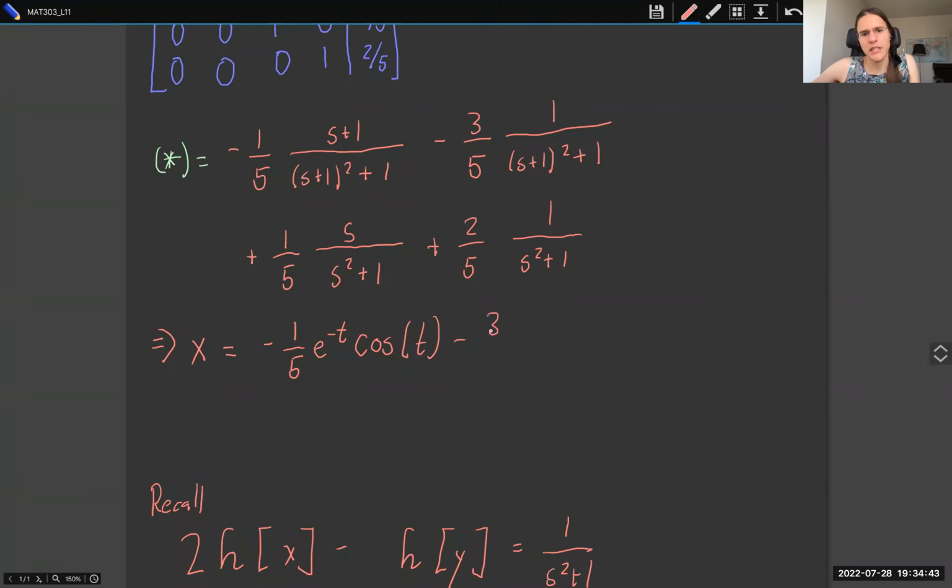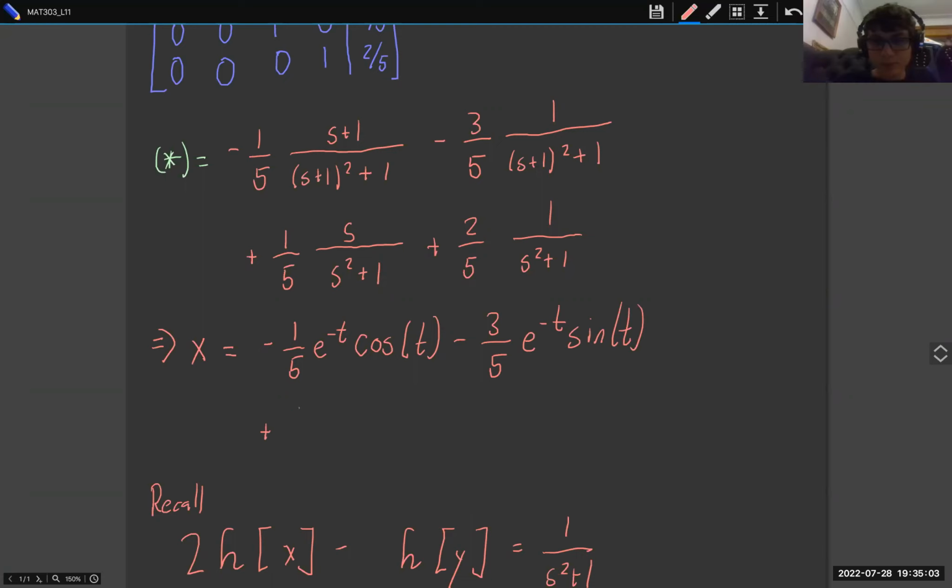Minus 3/5. Then what do I get here? Sine t. Yeah, and then I need to remember it's also at this one. And then these are basically the same. So I don't have to.